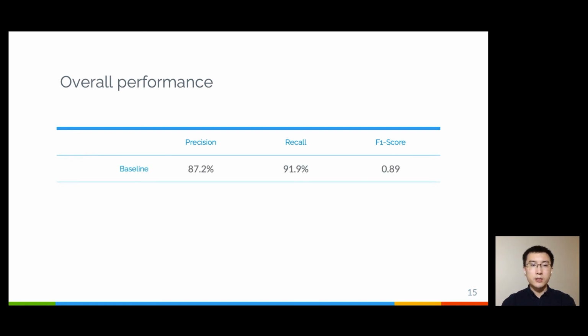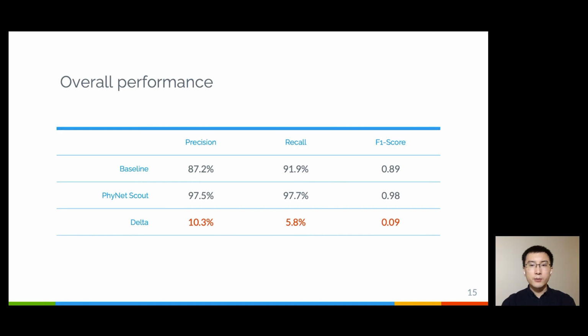The baseline can achieve around 90% of precision and recall, and here is the result of a Scout. Compared with the baseline, the Scout can gain 10.3% on the precision and 5.8% on the recall. This 10% gain saves more than 20% of the total investigation time in 40% of the positive incidents.